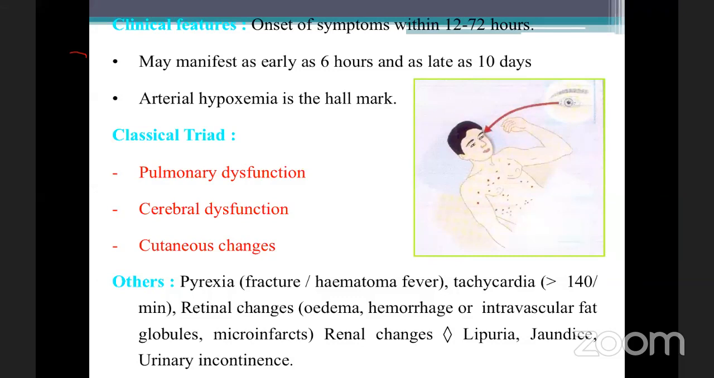So fever, tachycardia, retinal changes, and renal changes. End organ changes can be there then. Renal and hepatic changes can be seen.